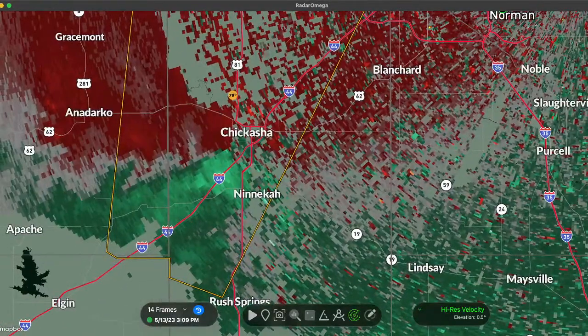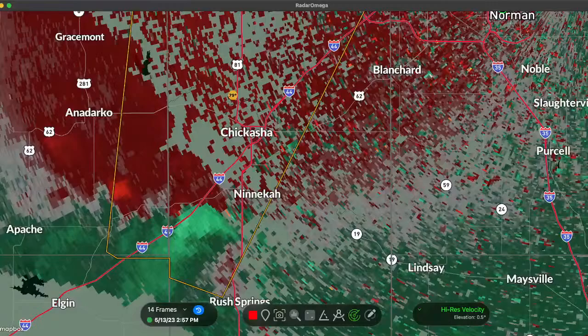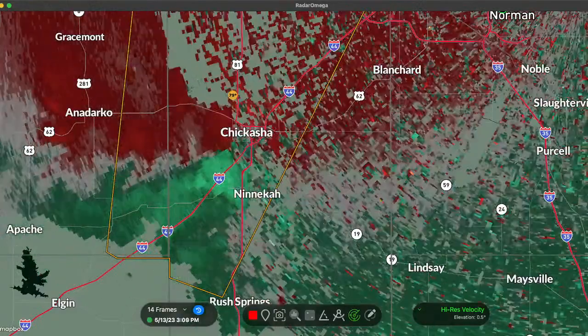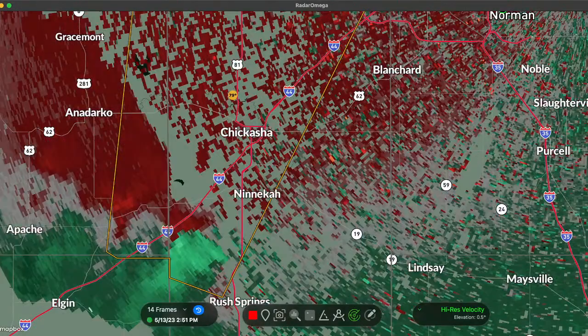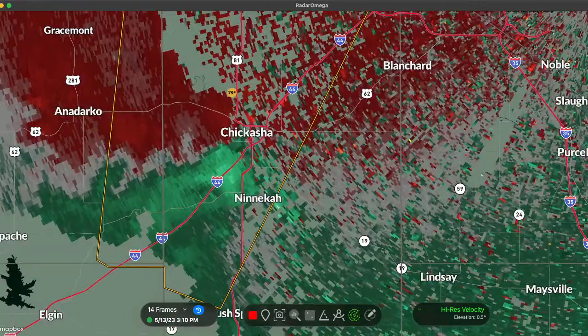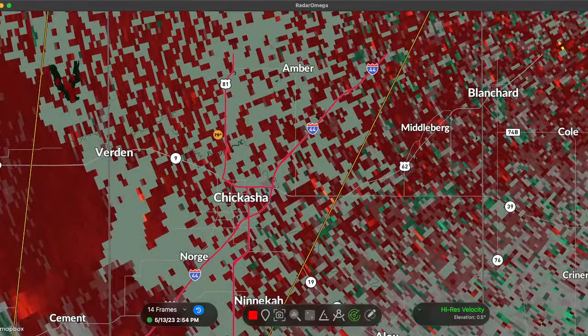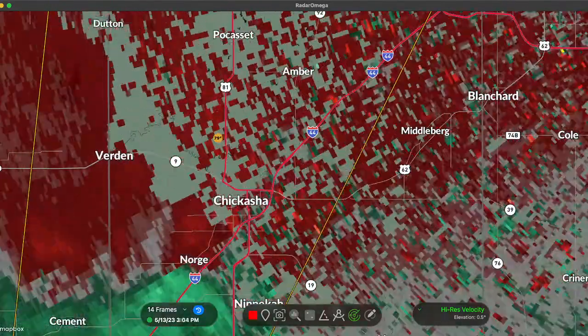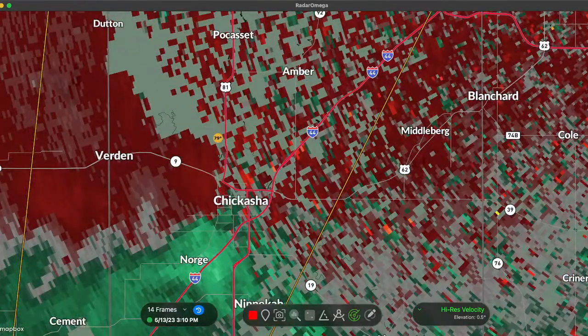Basically, any kind of rotation that I would see, if anything would get spun up, would be just to the west of Chickasha. That's where I would be. I'd be on 81 right here. You've got Highway 9 that goes across here.